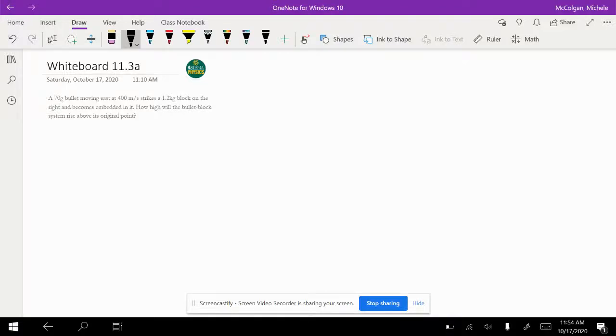A 70-gram bullet moving east at 400 meters per second strikes a 1.2 kilogram block on the right and becomes embedded in it. How high will the bullet block system rise above its original point? Okay, so let's assume, because it doesn't tell us, but I'm guessing that this problem came with a picture and we just don't have it.